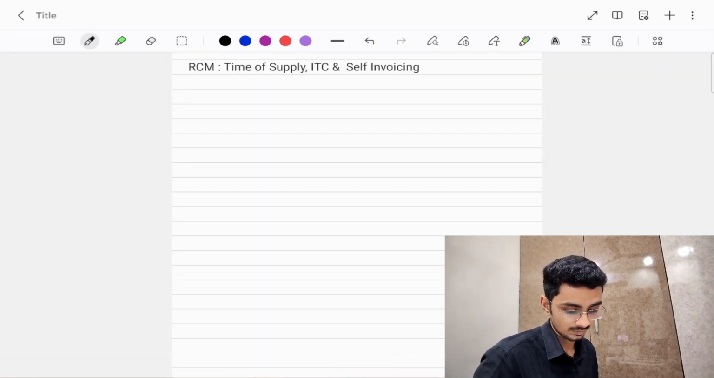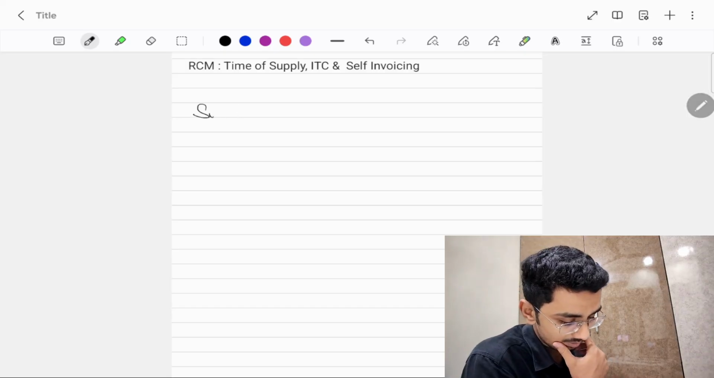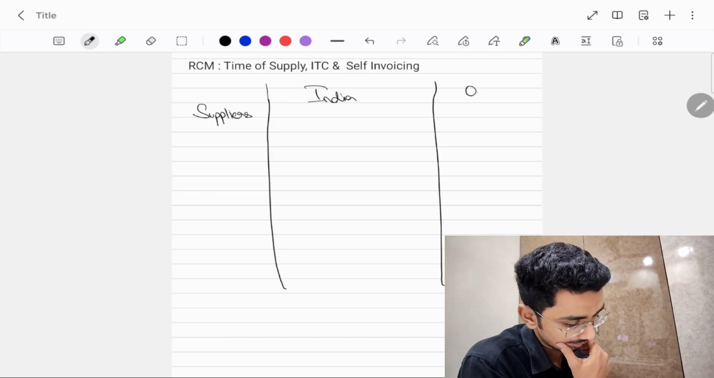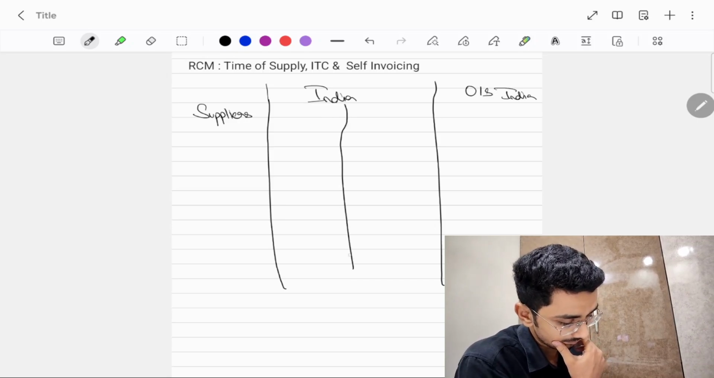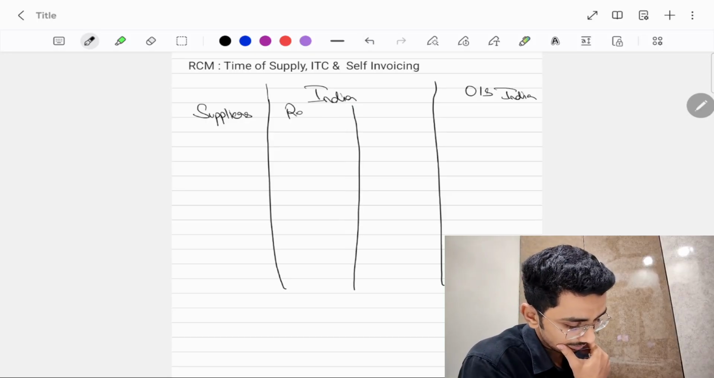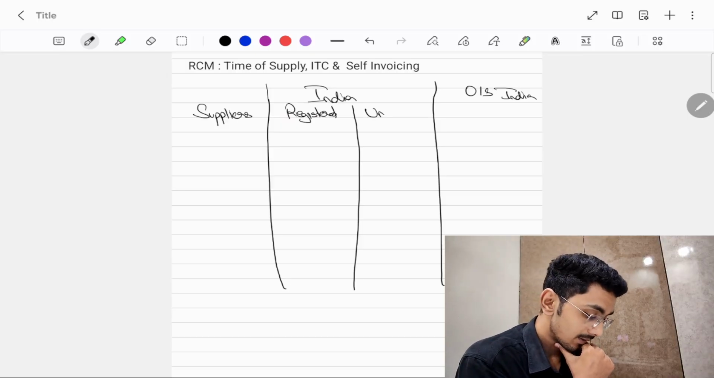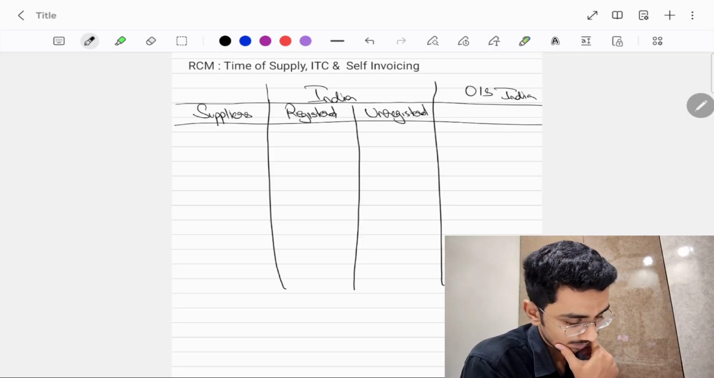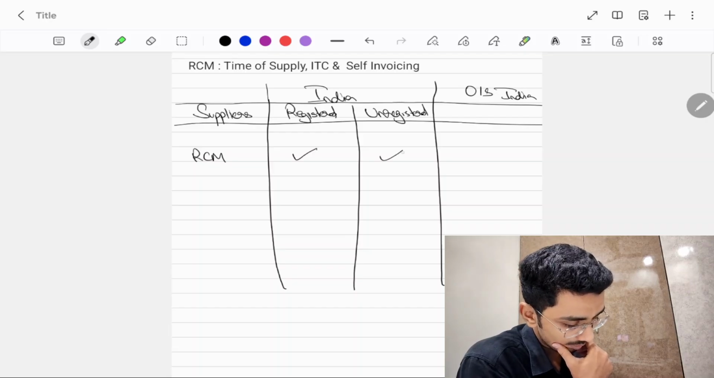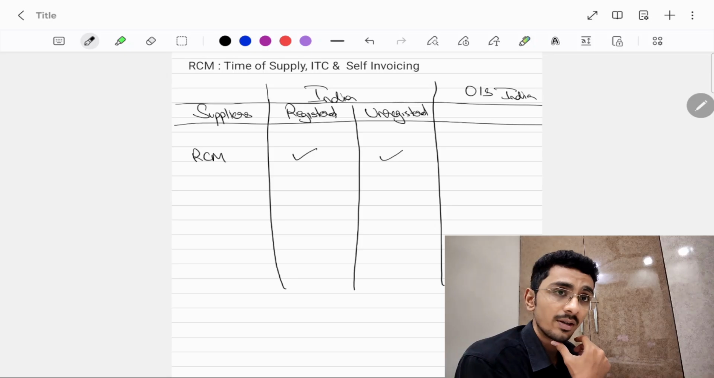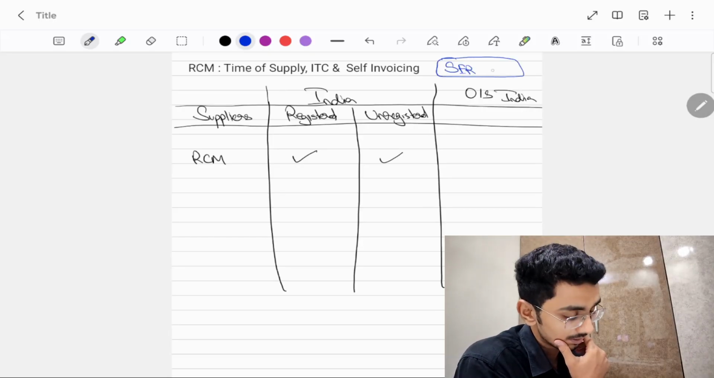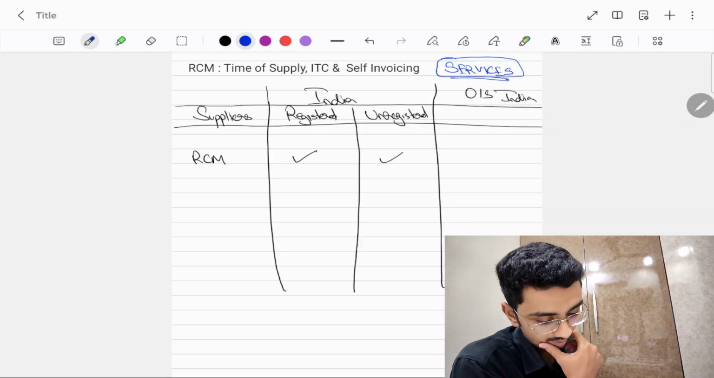Let us first broadly divide the suppliers. Suppliers: first, a person located in India. There could be a registered supplier and an unregistered supplier. First, we have to check whether RCM is applicable or not. In the current case, we'll assume that the particular transaction falls under RCM. The current discussion is only with respect to services.